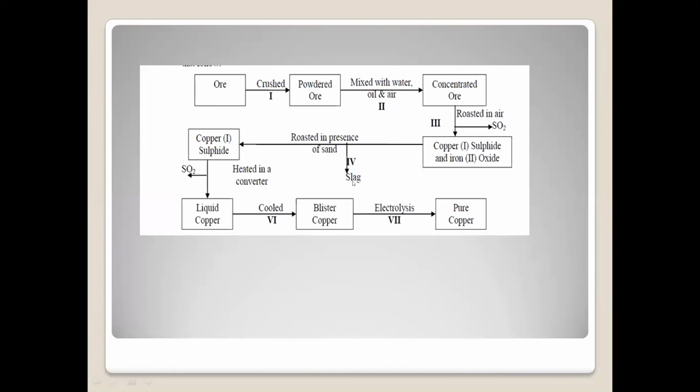So here, what do we get? Iron with SiO2 will give FeSiO3. Okay, this is slag. Slag always will have silicate in it. So remember, any metal X along with SiO3. Now, when slag is formed, what happens next?